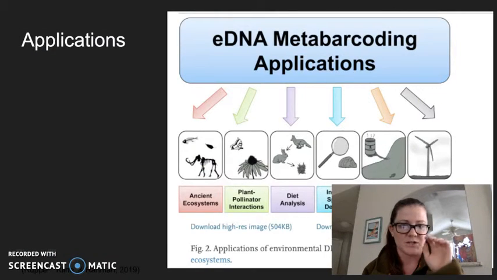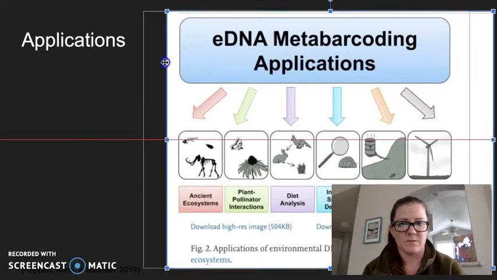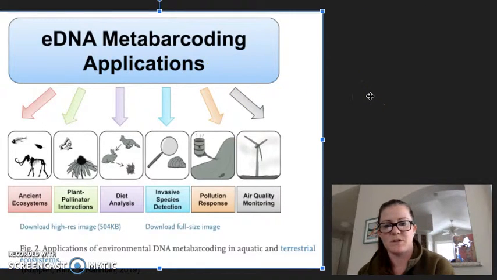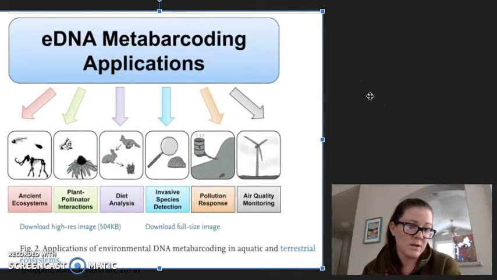So there are a lot of different applications with this. Here, let me move this over a little bit so you can see. A few things you can do. You can look at evolution. If you're looking at an older sample, you can look at ancient ecosystems and how they've changed over time. Pollinator interactions, and I'll talk about an example of that in a minute. You can look at DNA within the honey of a bee and figure out what that bee has been using to pollinate. That's kind of interesting.